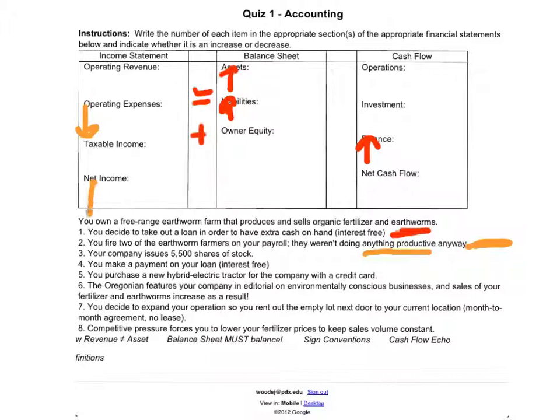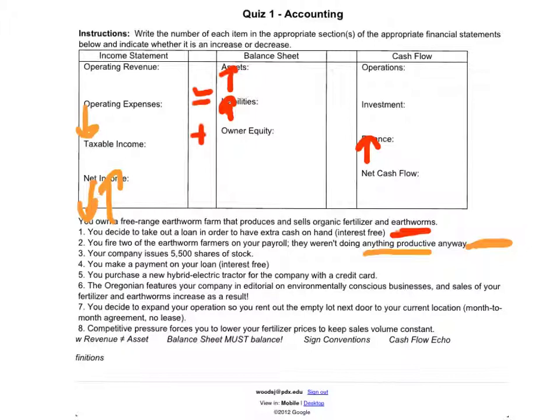Note again that there's a connection between the income statement and the cash flow statement, and that connection is through net income, because net income is a component of cash from operations. Oh sorry, I got the sign on this one wrong, my apologies. A decrease in expenses should result in an increase in net income, just to make that clear.